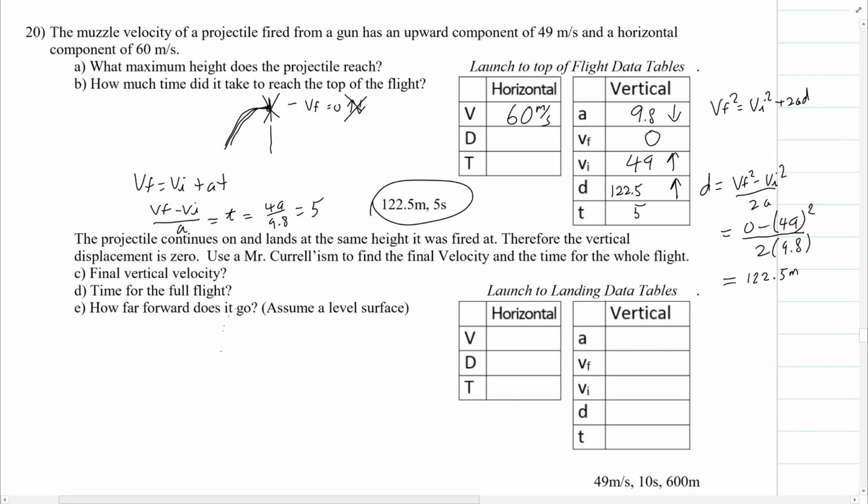Now it continues on and lands at the same height. So it's one of those, and it lands at the same height. Therefore, the vertical displacement is 0. Yes, this is for the whole flight now, not for the last half. This is from launch to the landing.